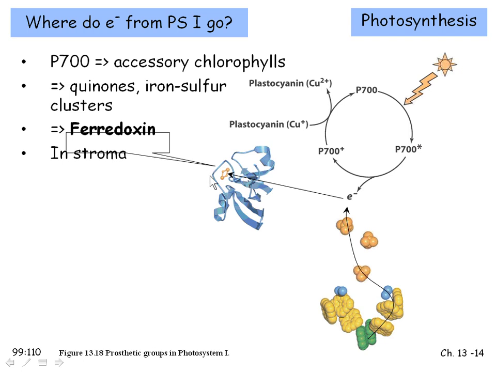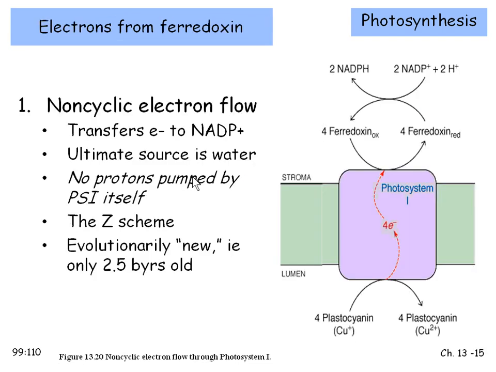Where are they going to go? Well, they can go a couple of places. Where the electrons on ferredoxin go can be two major places that will make a difference in the overall pattern and efficiency of photosynthesis. I'm going to start by talking about something called non-cyclic electron flow.